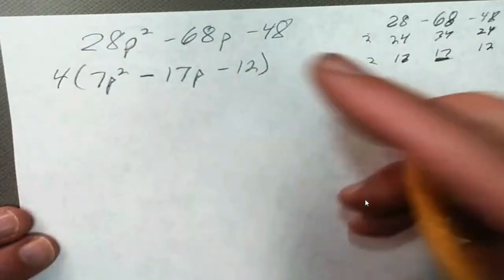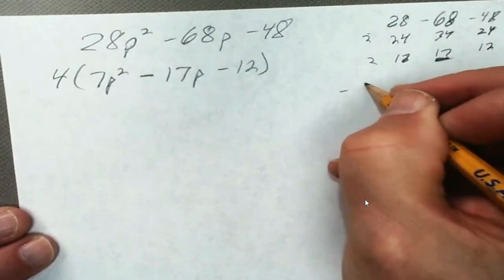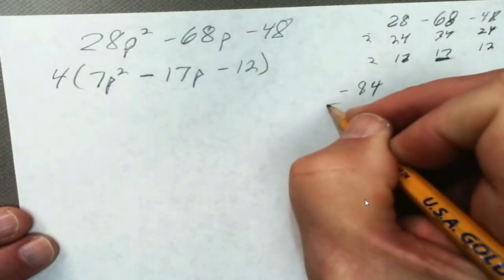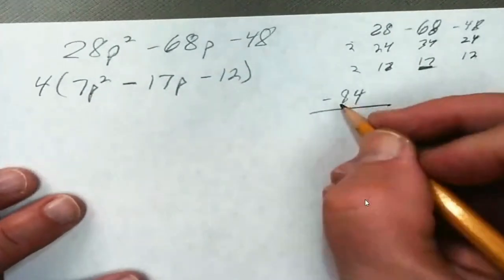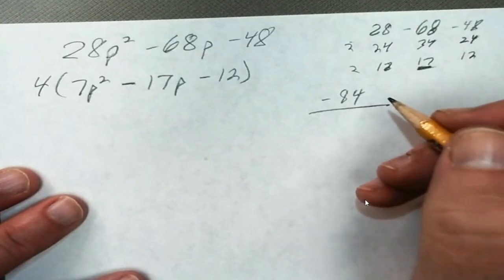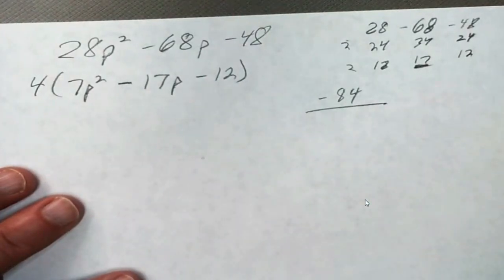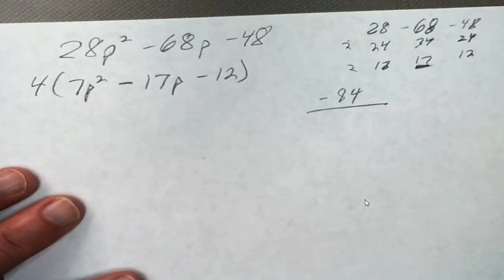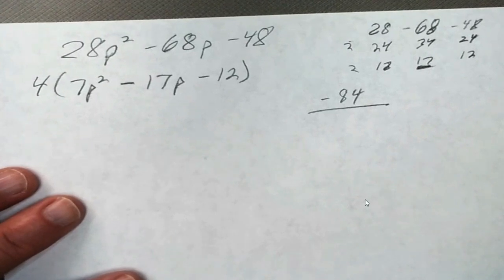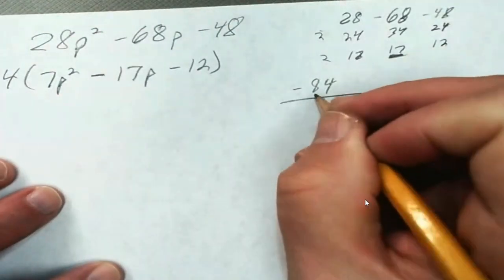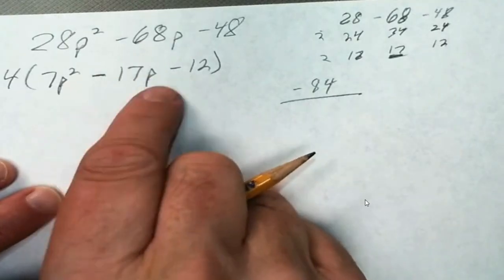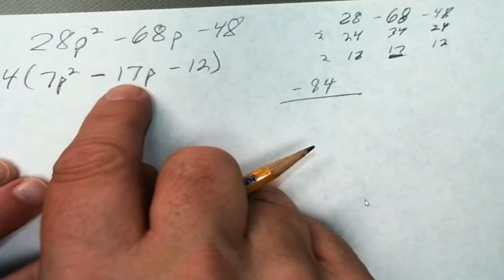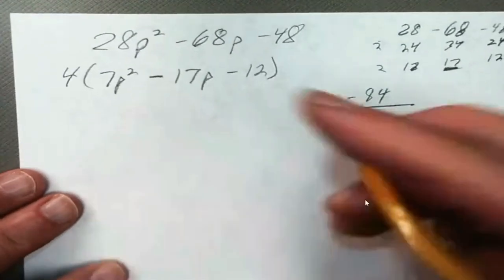So 7 times negative 12. We're looking for the factors of negative 84, because that's what 7 times negative 12 is. I think there's a whole bunch for 84. My goodness, let me see. Did I do this problem yesterday? I did. And notice this is a negative. So one of them is going to be positive, one's going to be negative. The larger one's going to be negative because we want to get a negative 17.